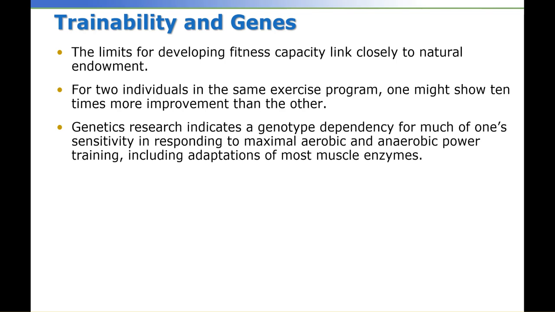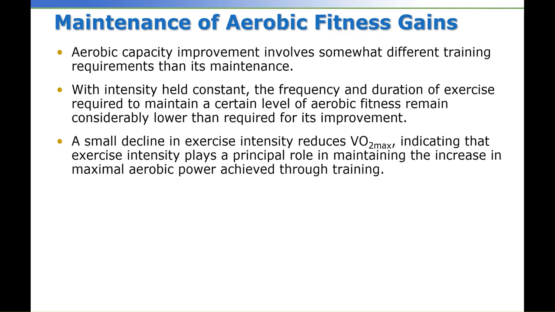So for individuals on the same exercise program, one might show 10 times more improvement than the other. Genetics research, like I said, shows genotype dependency for much of one's sensitivity in responding to max aerobic and anaerobic power training, including adaptations of most muscle enzymes. And genotype just means it's an allele that they carry, that you may not see, but it's a trait that once they start training, you say, wow, this person reacted really well, and this other person may not.